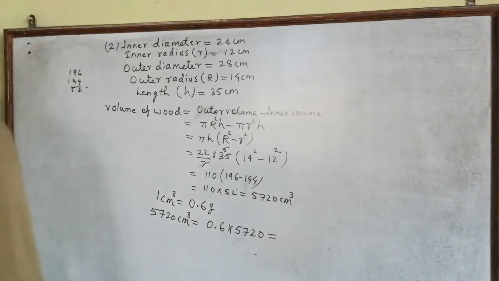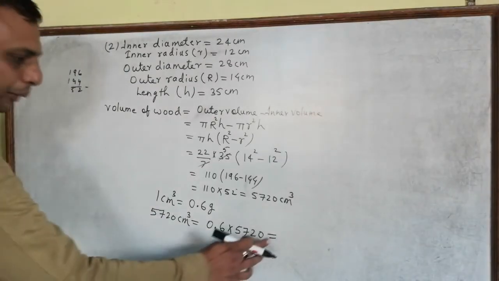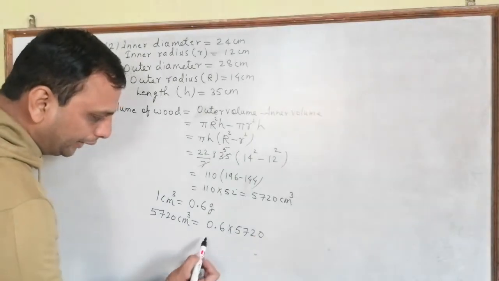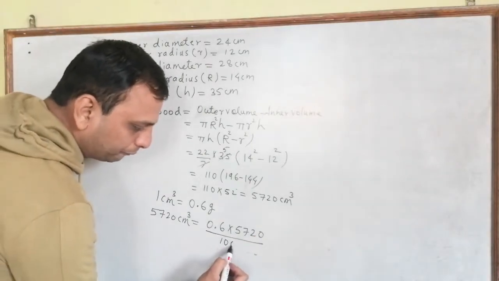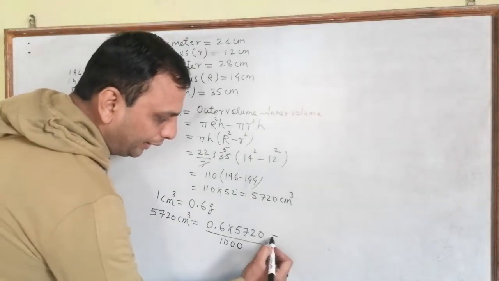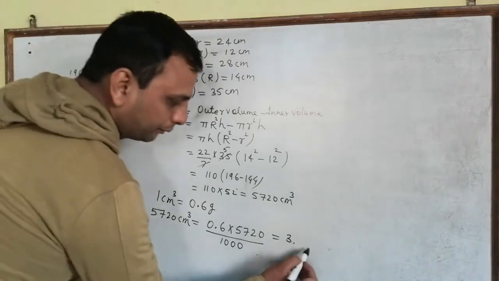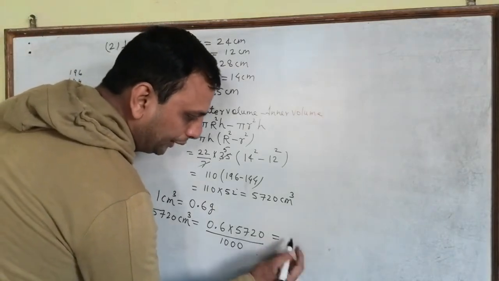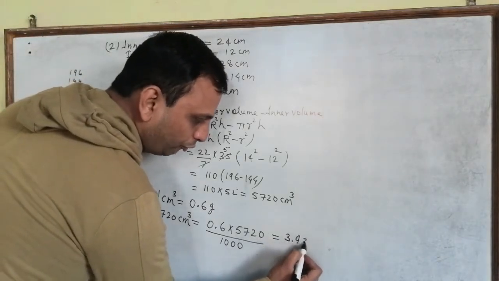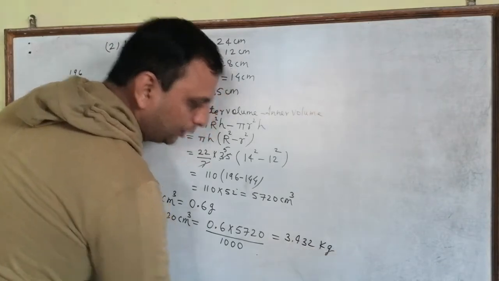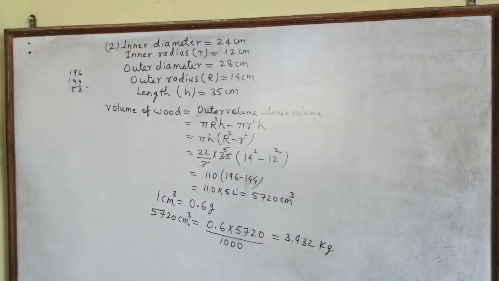So what do we have to do? This will be in gram, and to convert to kilogram we have to divide by 1000. On dividing by 1000, 3.432 kilogram is the answer for question number 2. So this completes question number 2.